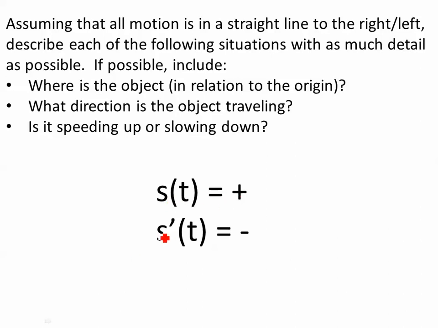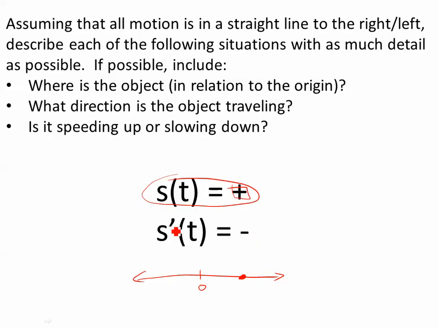s of t is positive. s prime of t is negative. Okay, so let's look at this first. What does this mean? This is displacement. So it's saying that the displacement is positive. So if the displacement is positive, that means if 0 is here, I am somewhere over here. That's all it tells me. It doesn't tell me about speed, direction, anything else.